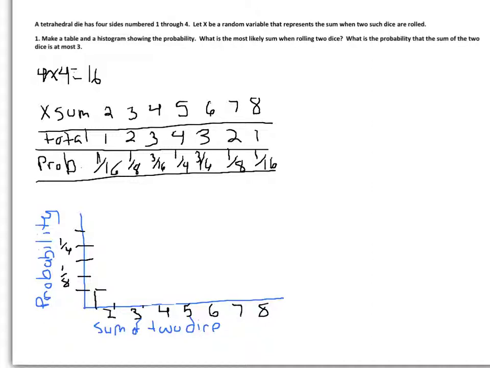The probability of summing a 2 is 1/16. So there's that. The probability of rolling a total of 3 is 1/8. Of rolling a 4, 3/16. Of rolling a total of 5 is 1/4. And then it goes back down.